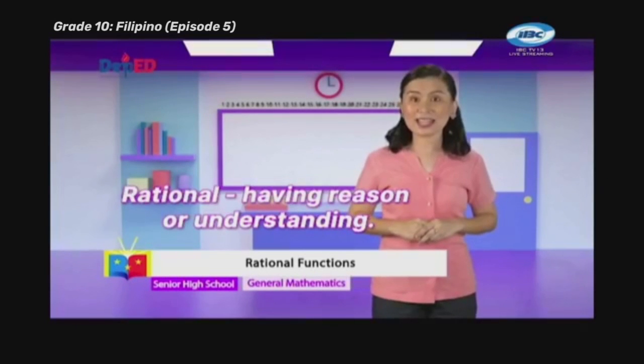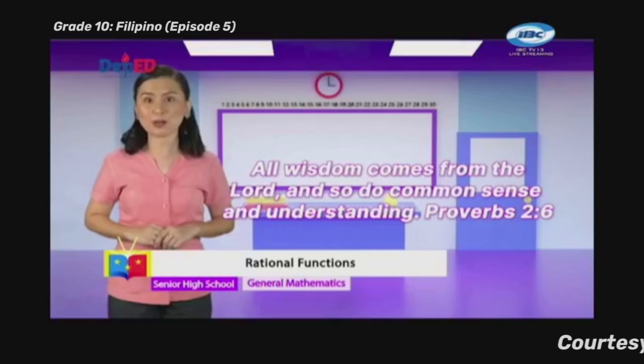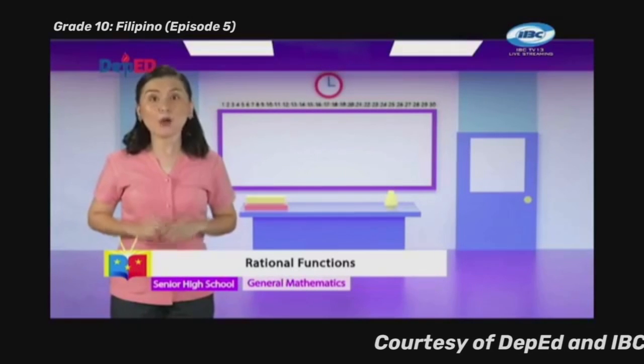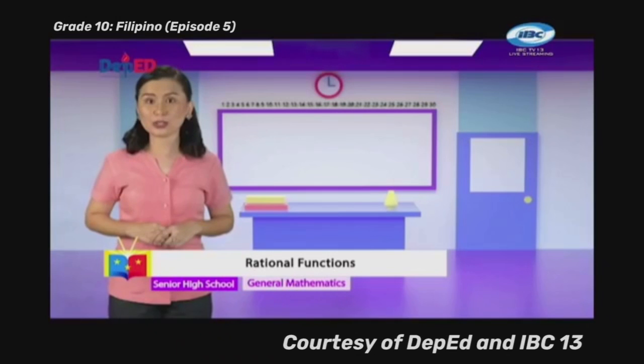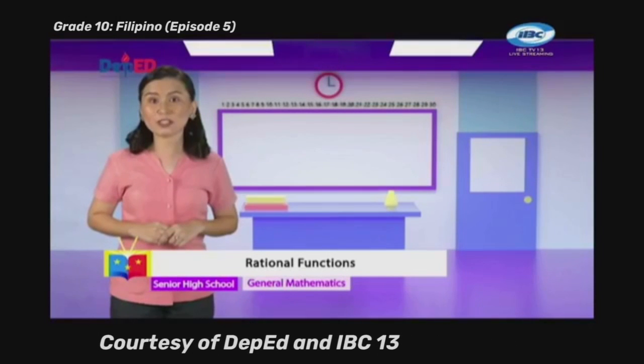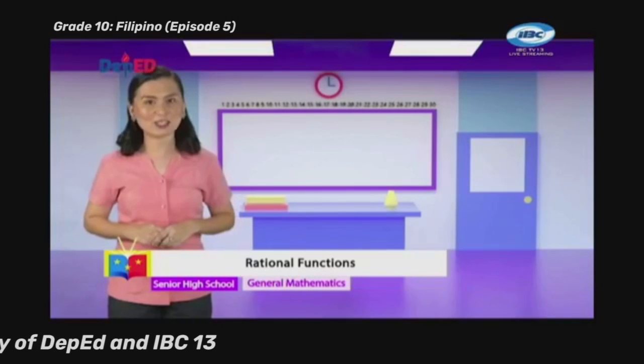Rational is defined as having reason or understanding. According to Proverbs 2 verse 6, all wisdom comes from the Lord, and so do common sense and understanding. Since we are given these gifts, we are also given the opportunity to do what is right in any situation. And I want you to keep that in mind for you to be motivated in being a righteous student.